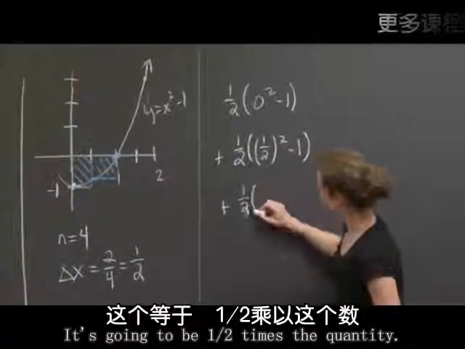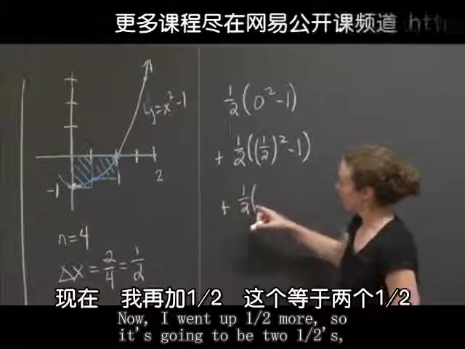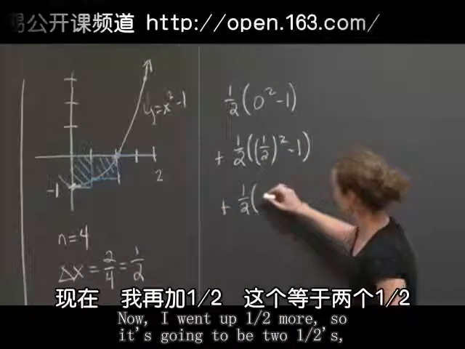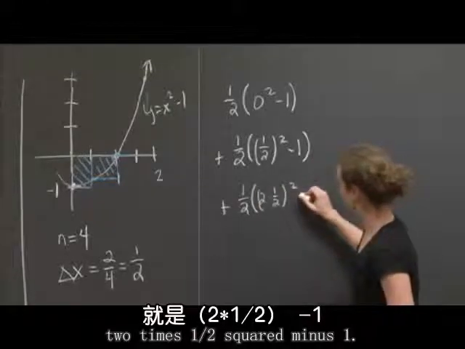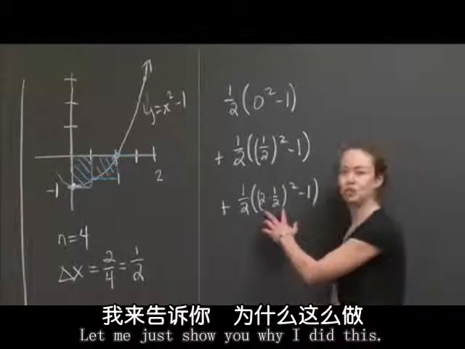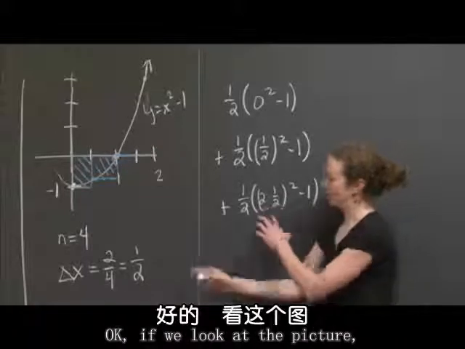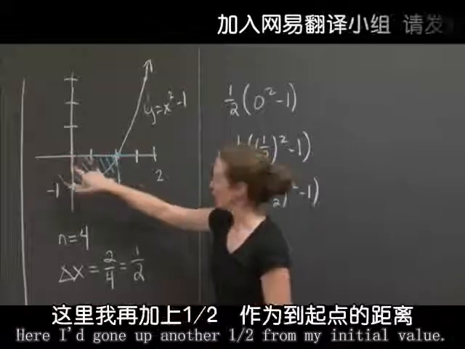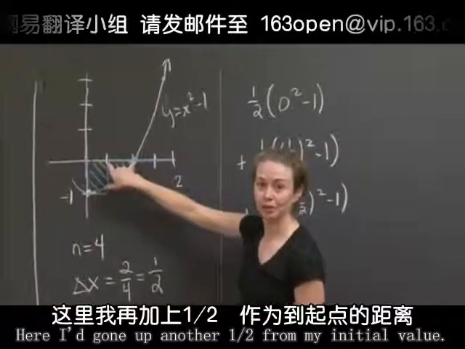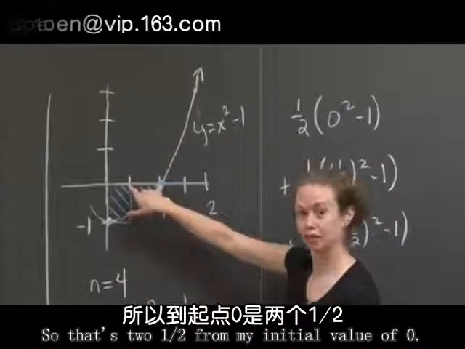It's going to be 1/2 times the quantity. Now, I went up 1/2 more, so it's going to be 2 1/2s. 2 times 1/2 squared minus 1. Let me just show you why I did this. Okay, if we look at the picture, here I'd gone up 1/2 from my initial value. Here I'd gone up another 1/2 from my initial value.